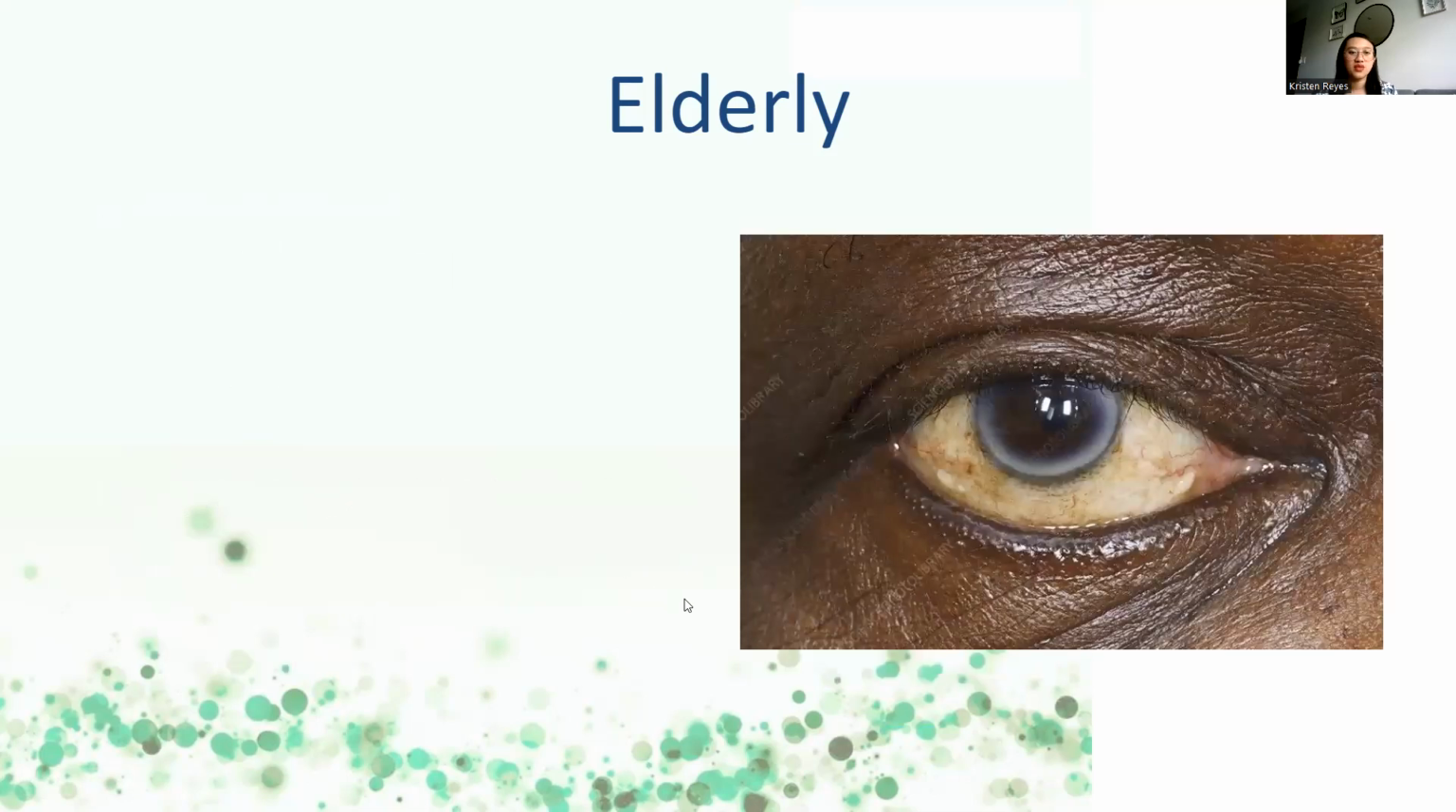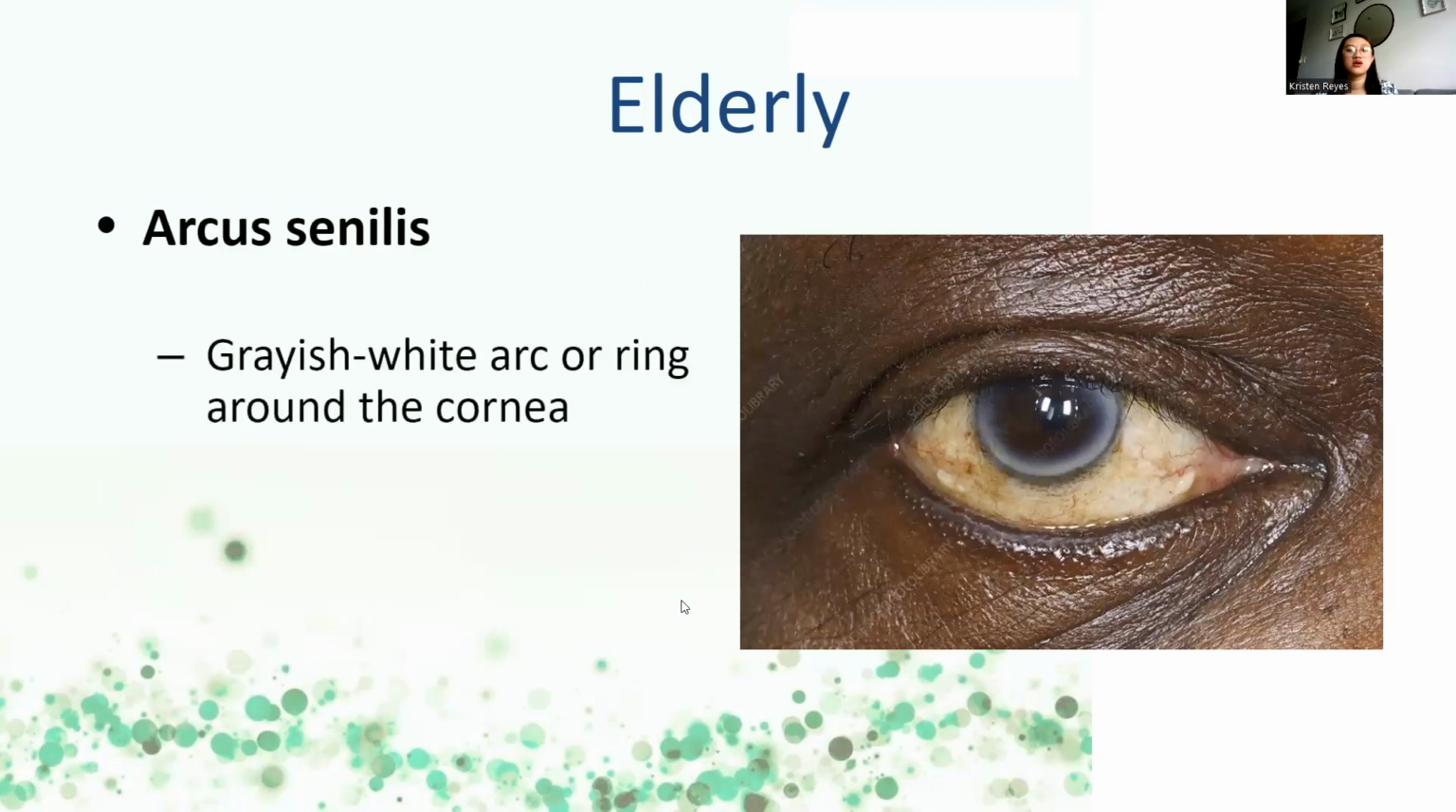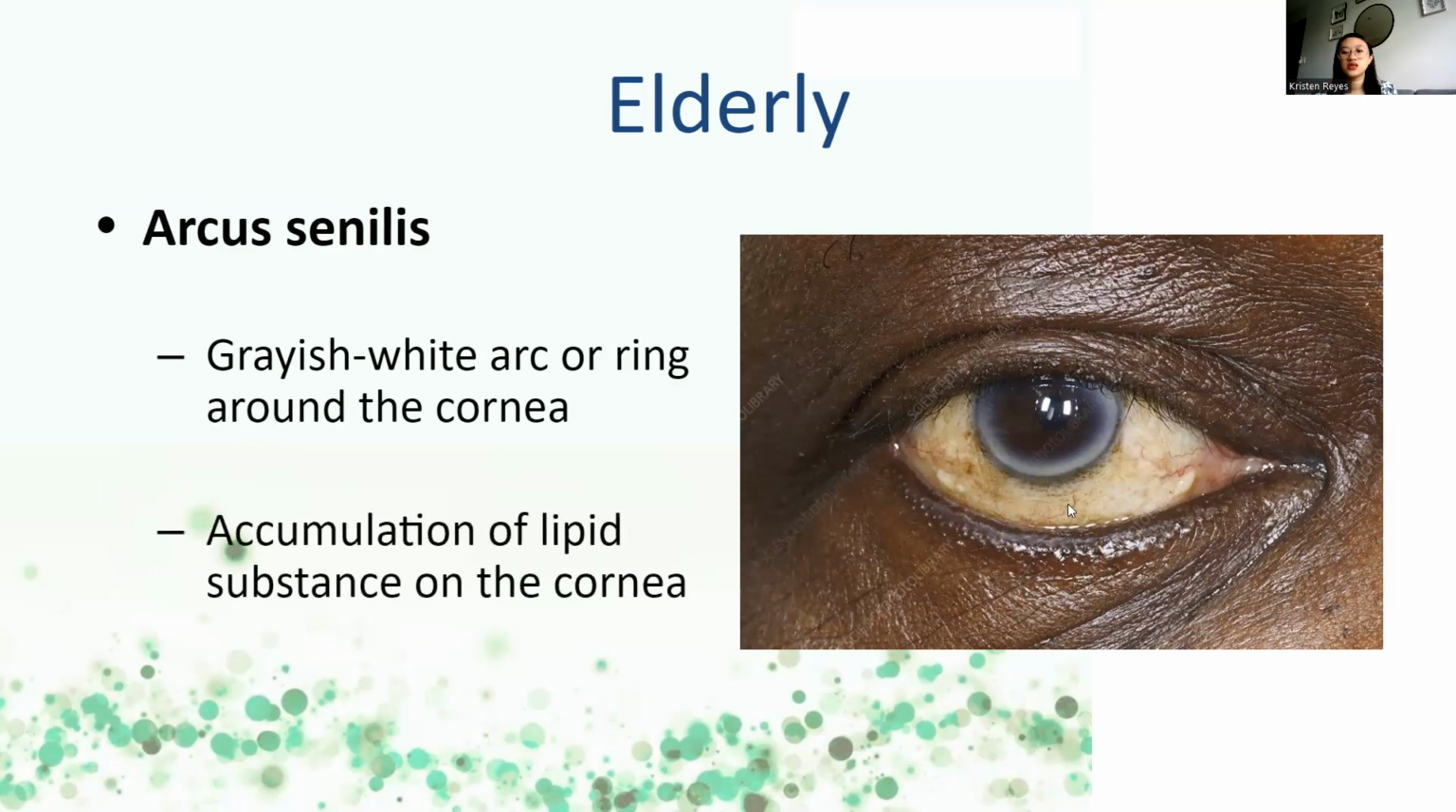Okay? This is arcus senilis, a grayish white arc or ring around the cornea. This is normal in elderly due to accumulation of lipid substance or fat around the cornea. Your cornea is transparent and does not have a direct blood supply, so it only gets nourishment via diffusion. So as you age, slowly there are fat deposits around the cornea and therefore causing arcus senilis. Okay?